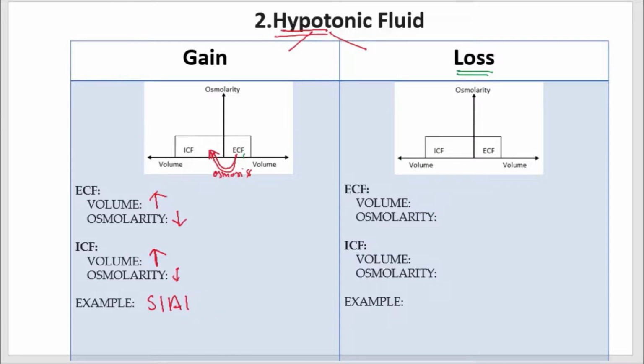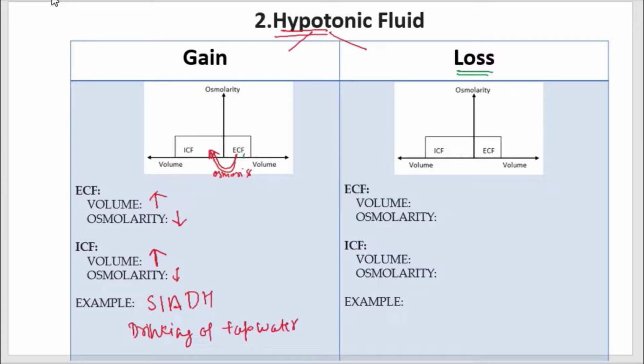SIADH: syndrome of inappropriate antidiuretic hormone secretion, or the drinking of tap water.